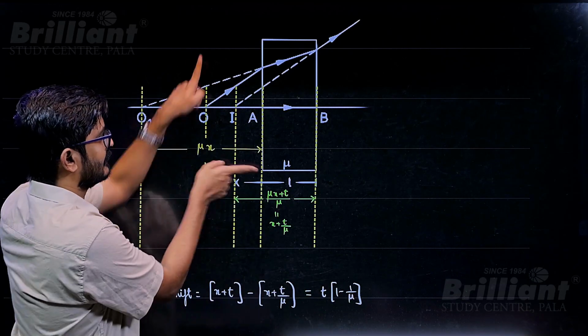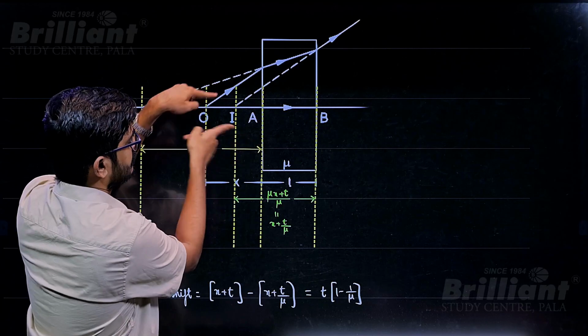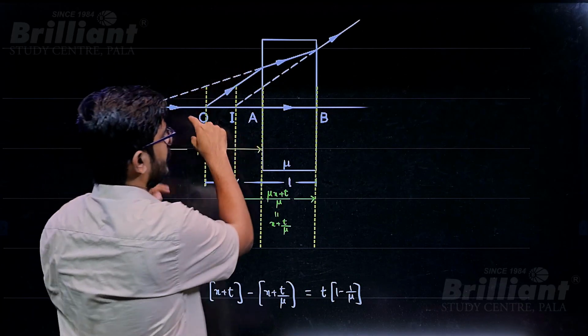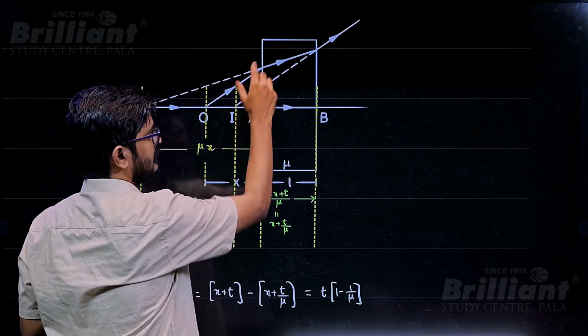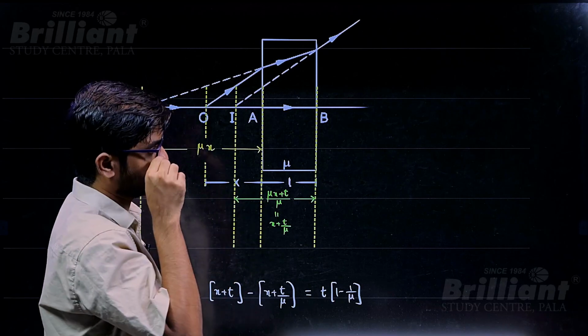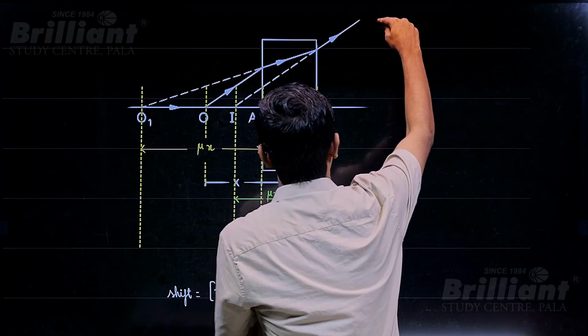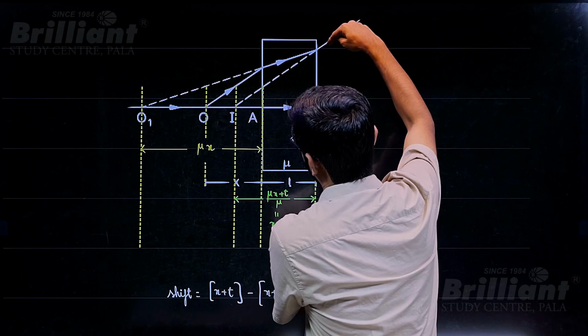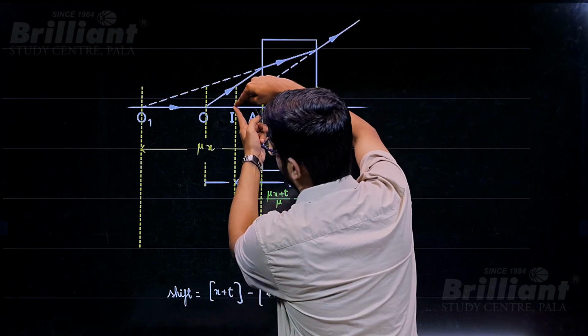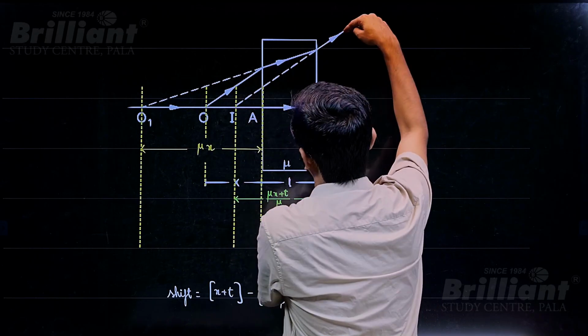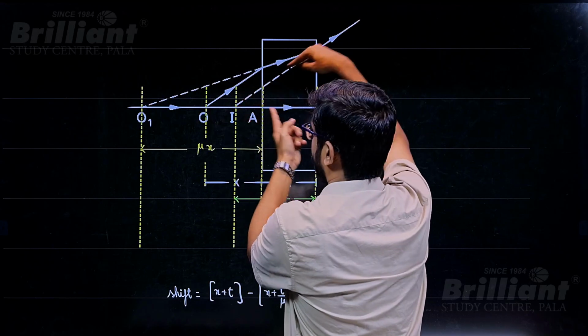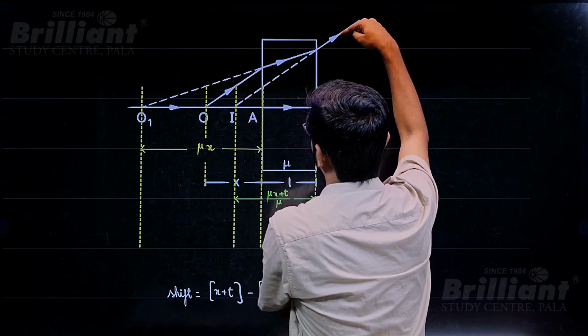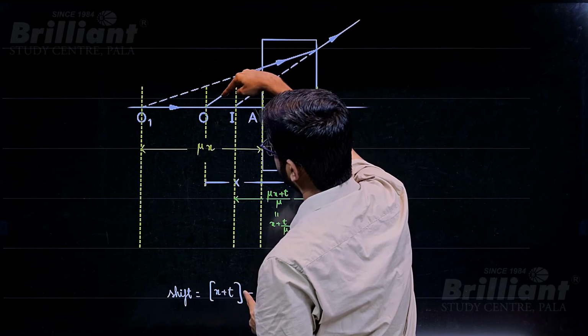Now when the rays are diverging, you will feel the shift is towards the slab. Now suppose the rays are going this way; if the slab is not there, they would have met here. Because of the slab, what will happen? It will go like this, and it will meet here.